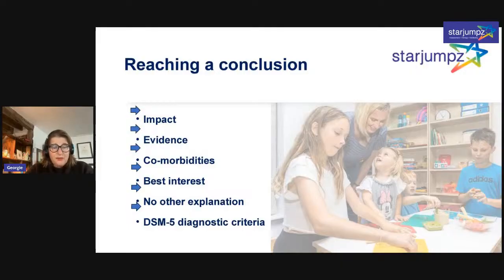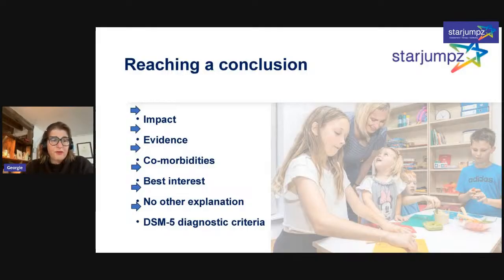But actually, when you look at those criteria, it helps you to understand why there's such a variation in presentation of autism. We have to have the evidence that fits into those criteria. But you can have all of the evidence, and actually I would argue that you wouldn't have a child coming for an assessment if there was not an impact. There has to be an impact to make a diagnosis.